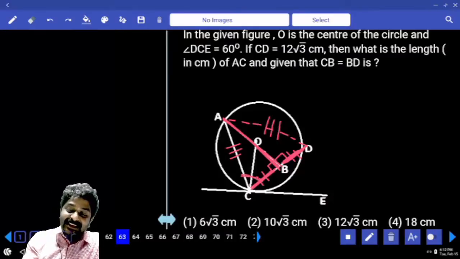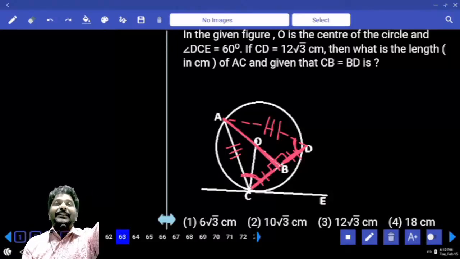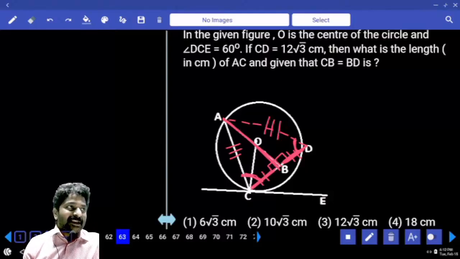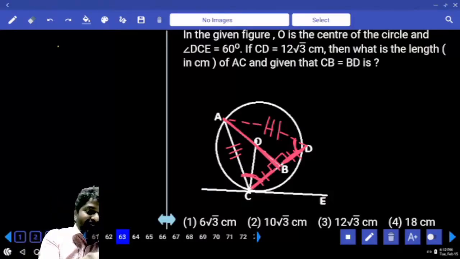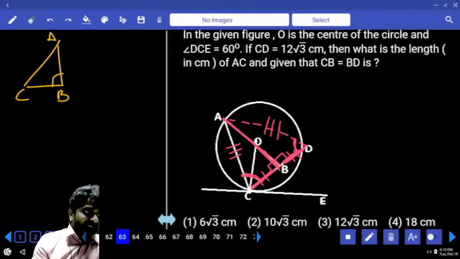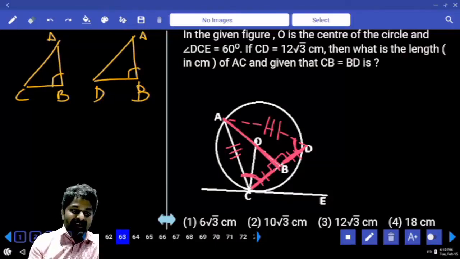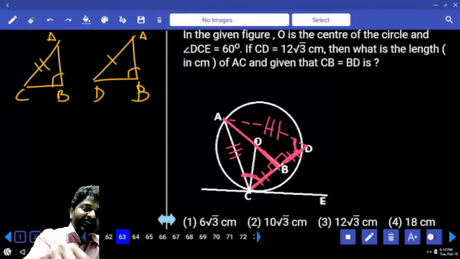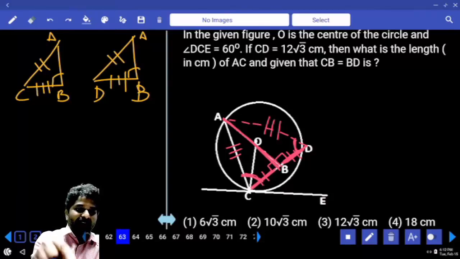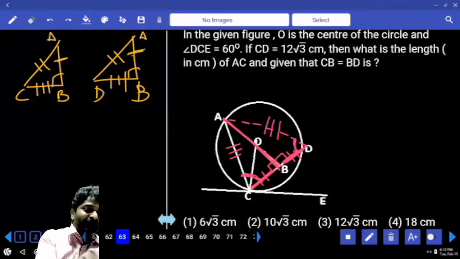Then angle at C and angle at D must be equal because they have three corresponding sides equal. Then in ABC the angle is 90, and in ABD here also the angle is 90. AC, AD both are equal. BC, BD are also equal. And here AB is the common side.